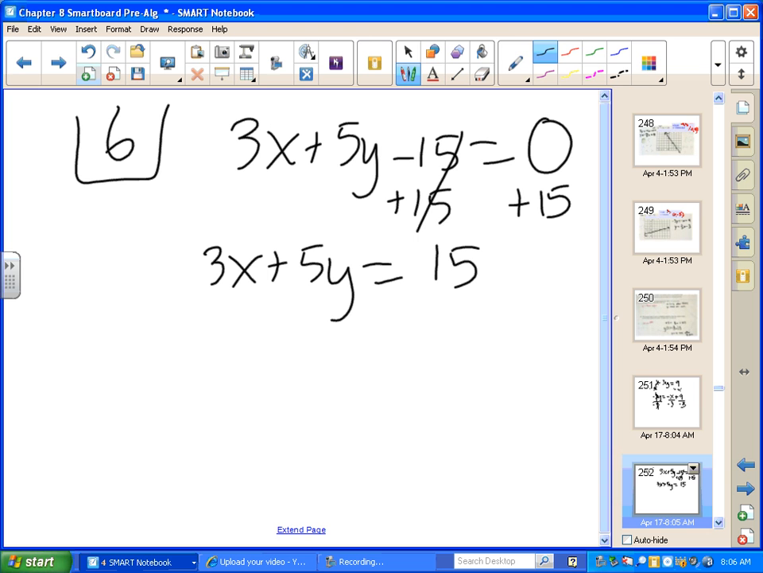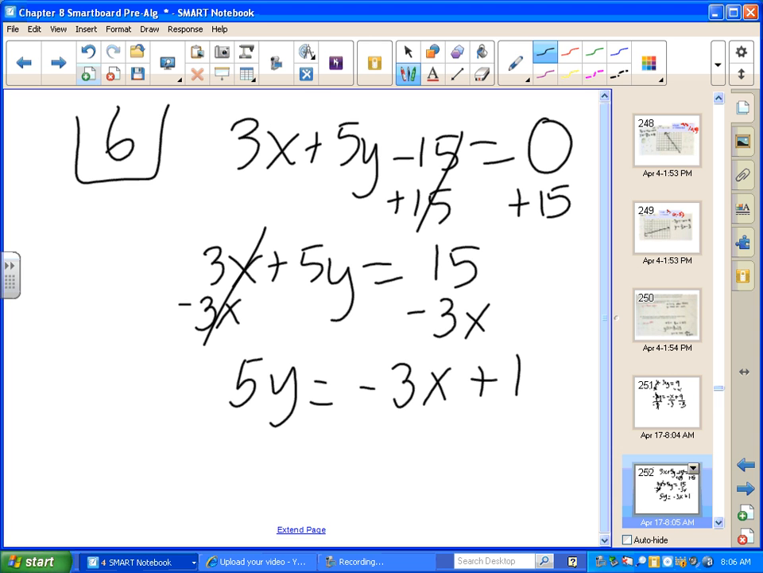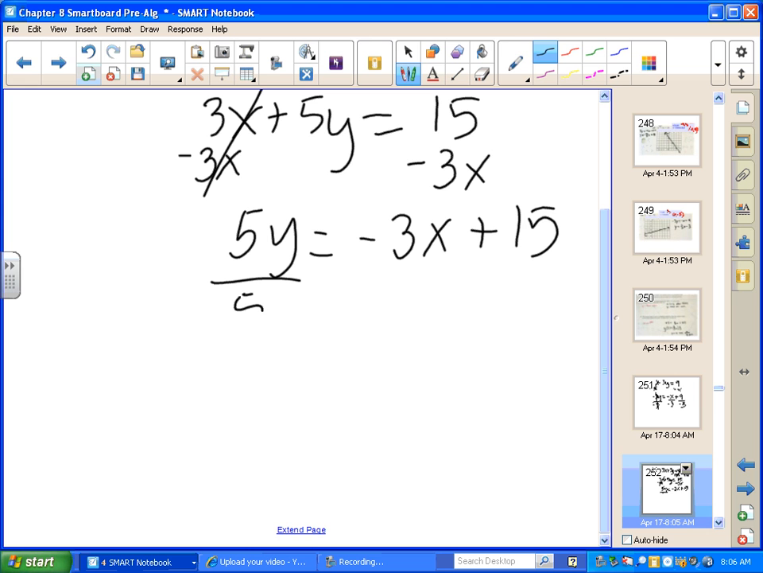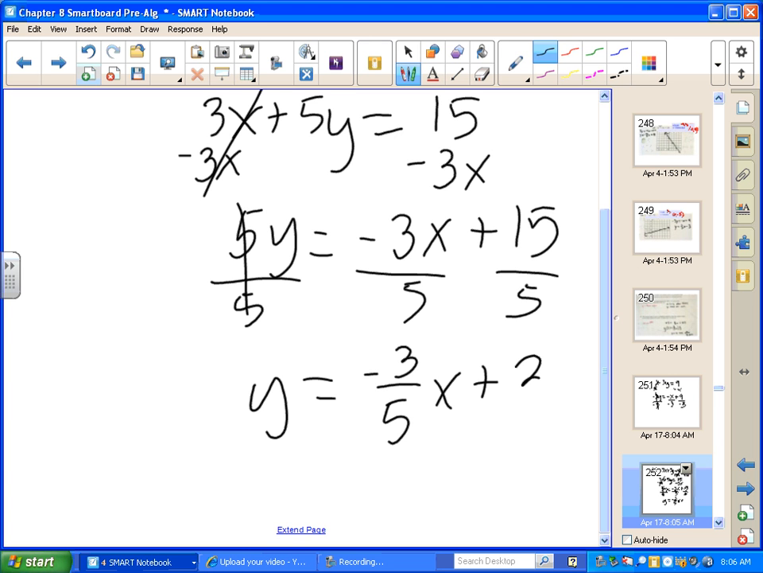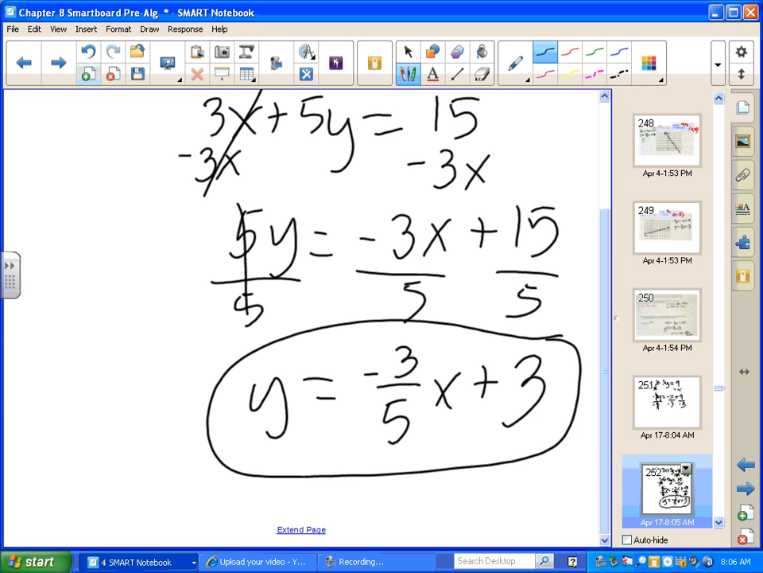You got it. Do you need me to keep going? I won't if you don't need me to. I can just tell you. Okay, I can keep going. So 5y equals negative 3x plus 15. And then to get the y by itself, divide everything by 5. I'm doing this kind of quickly. If I go too fast, tell me. Y equals negative 3/5 x plus 3. So hopefully that helps.